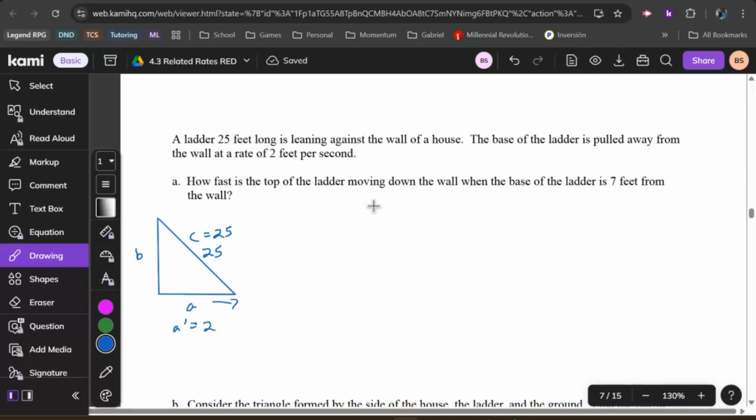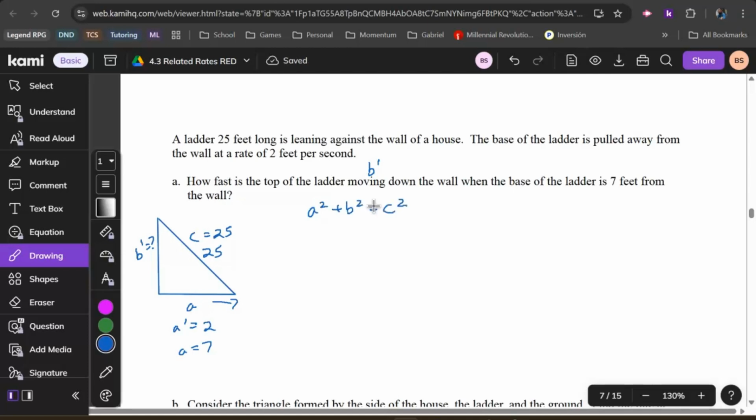We hopefully remember that. How fast is the top of the ladder moving down the wall? Well, that would be like B prime, right? How fast is this changing? That's the thing we want to know. And we're doing it when the base of the ladder is 7 feet from the wall. So when A is 7. Okay, well, we can relate those. That's just Pythagoras. So A squared plus B squared is equal to C squared.